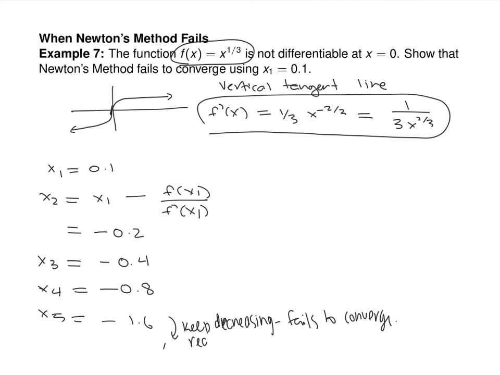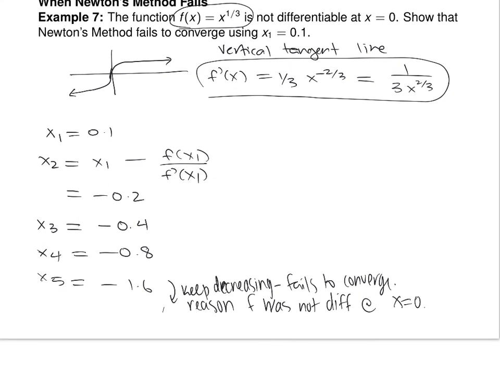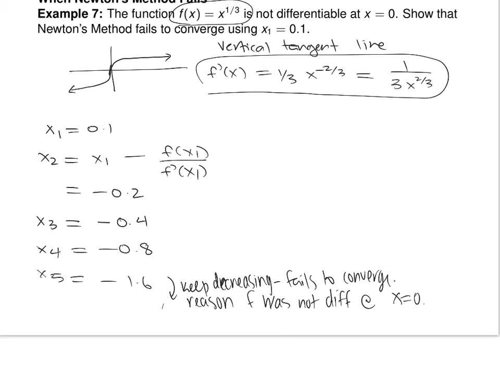And the reason is that f was not differentiable at x equals 0. So you couldn't apply Newton's method near that point. The conditions are that the function has to be continuous and differentiable. So if it's not, at least not near that value, you can't apply it.